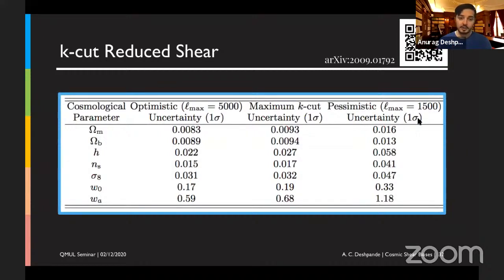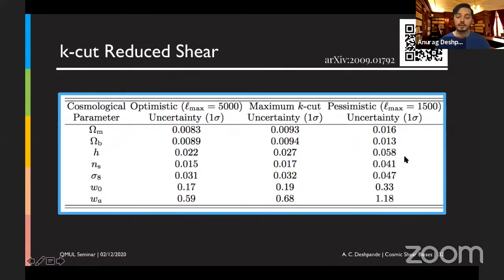This is just, explicitly in numbers, the uncertainty in the case where you've included full L up to 5,000 and you've fully theoretically modeled that correction, or the uncertainty if you've taken that K-cut from before, or the uncertainty in these parameters when you take a scale cut at 1500.